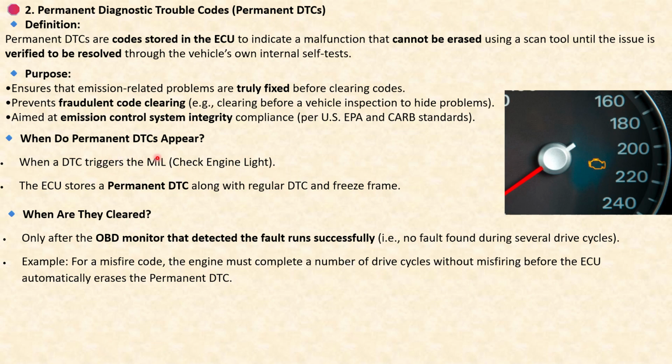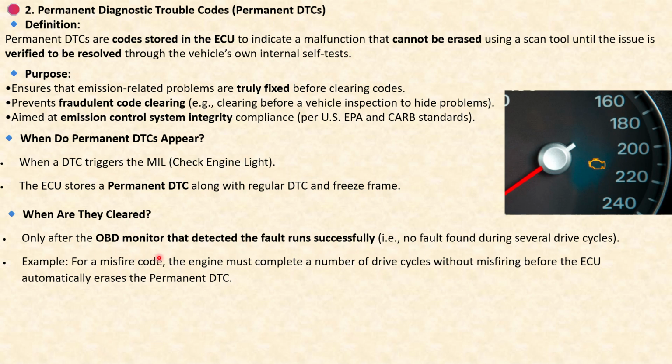And when do permanent DTCs appear? When a DTC triggers the MIL. This is one important instance at which permanent DTCs appear, and the ECU stores a permanent DTC along with the regular DTC and freeze frame. They are cleared only after the OBD monitor that detected the fault ran successfully.